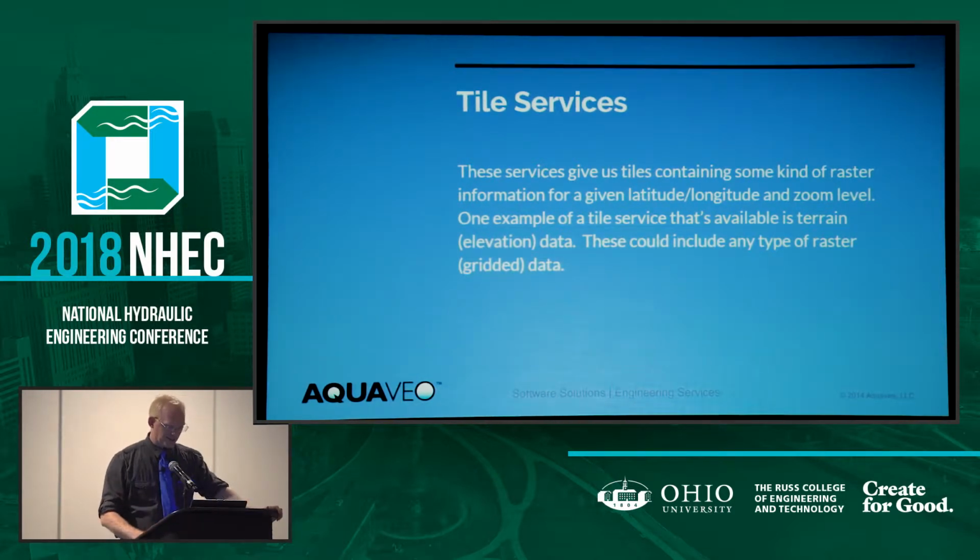And then you have tile services, and these give us tiles with some kind of raster information on it. This can be a given latitude, longitude, and zoom level. So one example of this is elevation data. So you'll get a tile or a grid, and you'll know the elevation across that area.